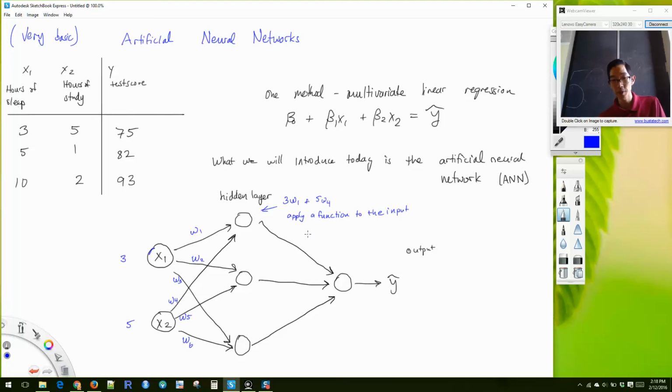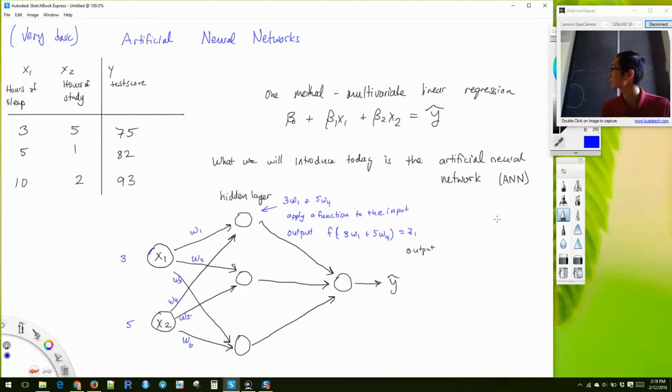Okay, and so what gets output will be a function of 3 times W1 plus 5 times W4. Okay, so this is going to be our output. And the same can be said for the other neurons. So now we'll have 3 of these. We can call the output of this first one Z1.